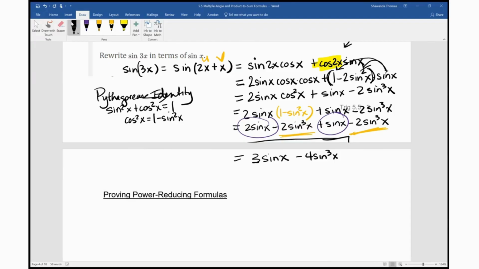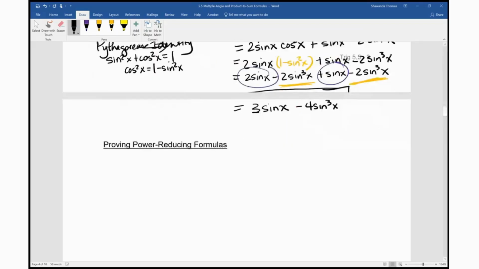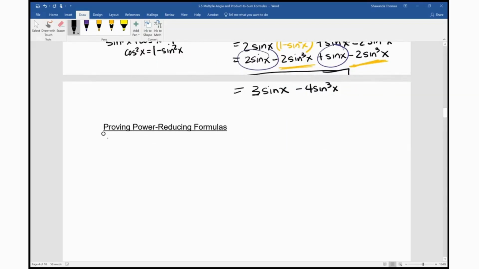All right. I'm going to show you how they came up with some of these power reducing formulas. Then we're going to use them. Proving power reducing formulas. All right, recall. So for now, just write it. I don't know if we have time to go over it in detail, but we already came up with cosine 2 theta equals 1 minus 2 sine squared theta.